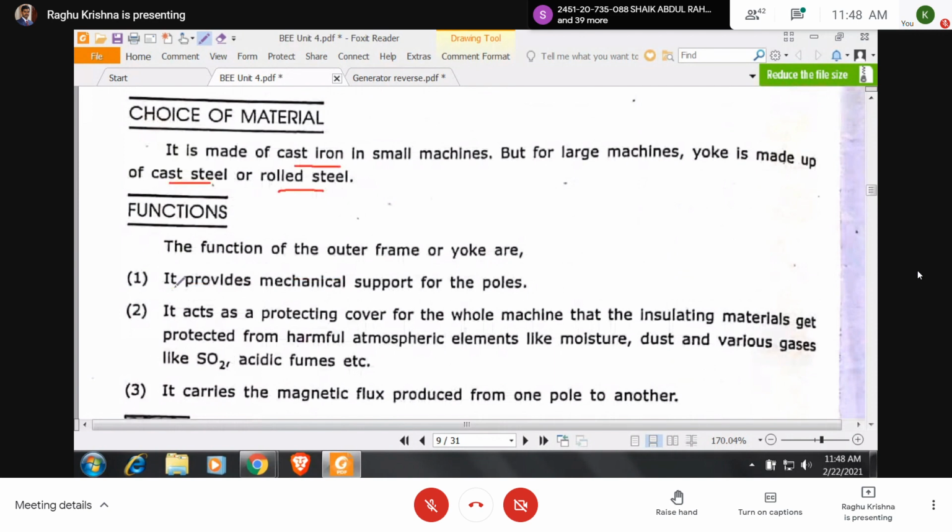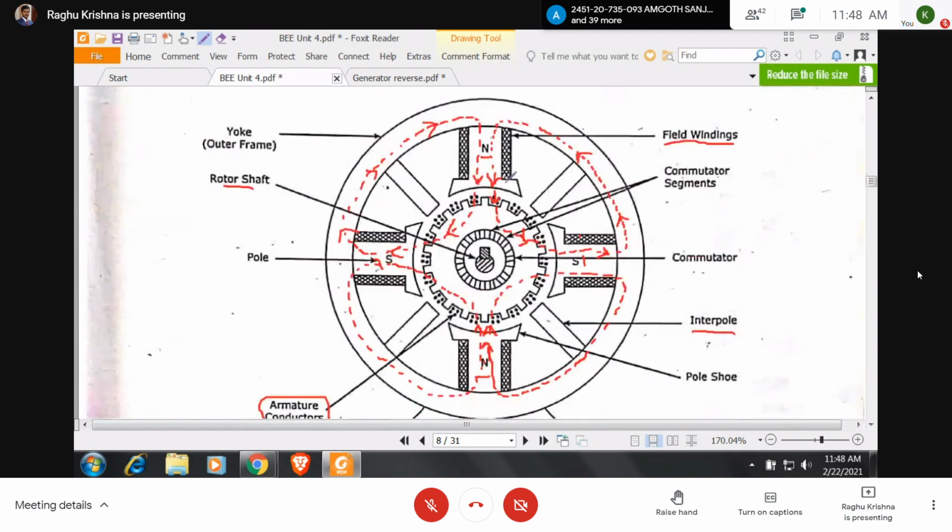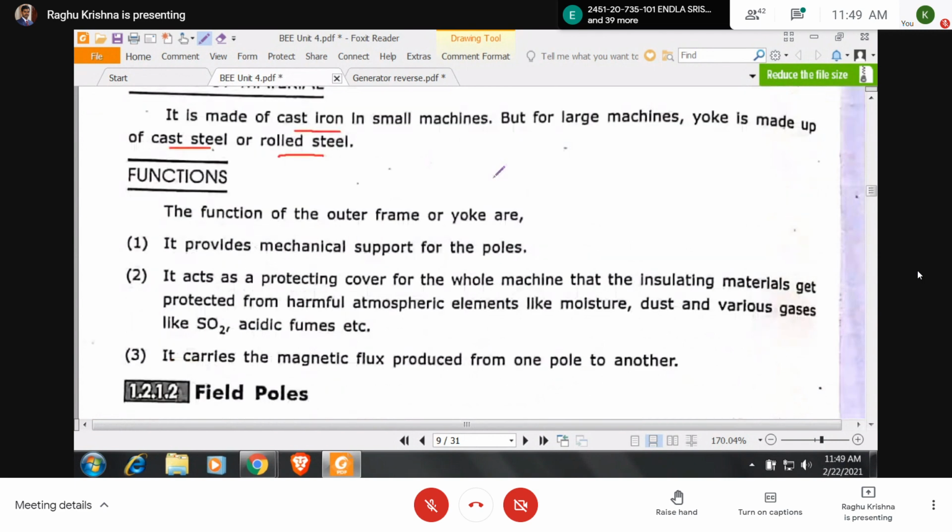Next, what are the functions of the outer frame or yoke? It provides mechanical support for the poles. Poles will be fixed to this yoke. Here, these are the field poles. They are called field poles because due to them only we get the magnetic field. So the yoke provides mechanical support for the field poles.